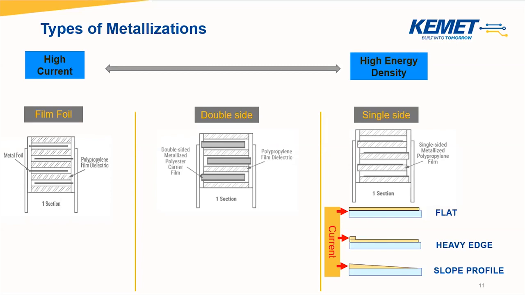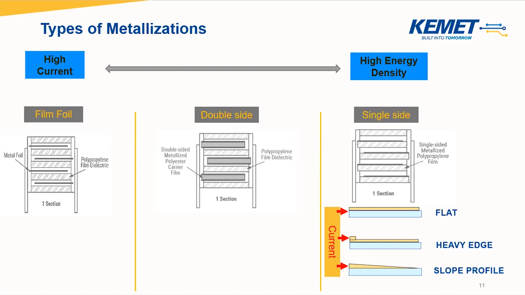By the way, up to now I've discussed only the simple, flat metallization, where the thickness of the metal is constant all over the film. In reality, we also have other techniques that can increase the quantity of metal in the contact area, where the current is higher, and decrease the thickness of the metal where the current is decreasing. So this is a compromise, let's say, between having a high current capability and good self-healing.